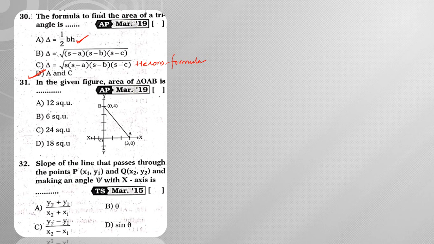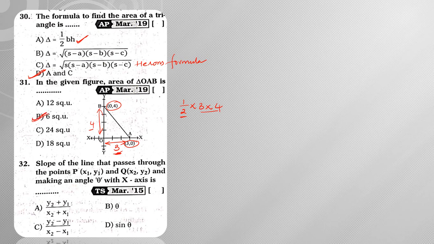Next, in the given figure, the area of triangle OAB. Clearly this length is 3 units and this length is 4 units, because by looking at the points we can say so. That means clearly the base is 3 and the height is 4. Then the area of the triangle is half into base 3 into height 4. 3 4s are 12, 12 by 2 is 6. Hence the answer is 6 square units.